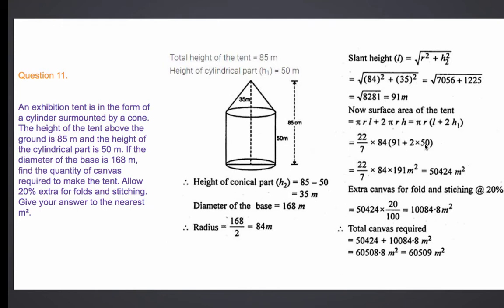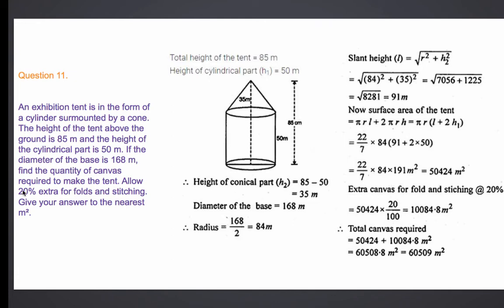Let's work it out. What do we get? 2 into 50, 100, 100 plus 91, 191. So this is what I get as the value remaining. 7 ones are 7, 7 twos are 14. So 22 into 12 into 191, which gives me the area of the canvas required for this tent as 50,424 meters square. But not only this, we need some extra canvas.